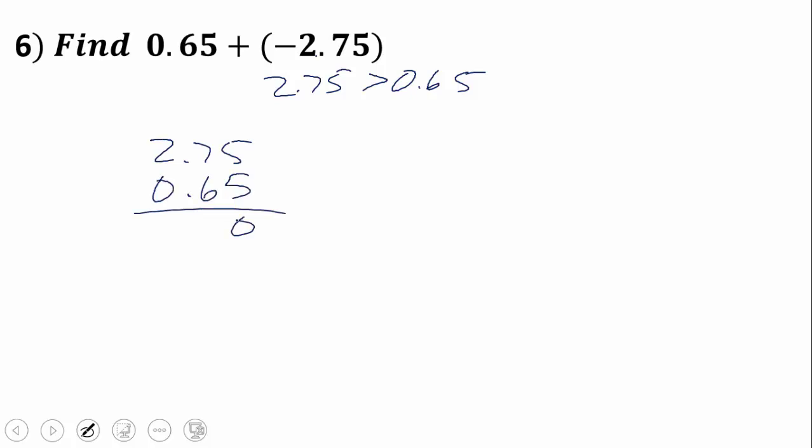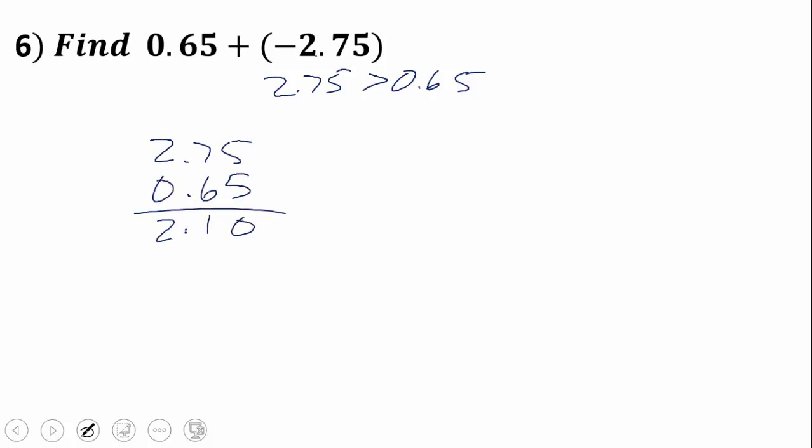Moving right along to our last example of this video. Now 0.65 plus a -2.75. So I recognize that 2.75 is greater than 0.65. So I'm going to take 2.75. I'm going to subtract 0.65. That gives me 0, that gives me 1.